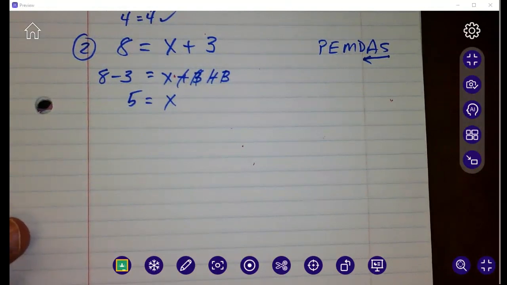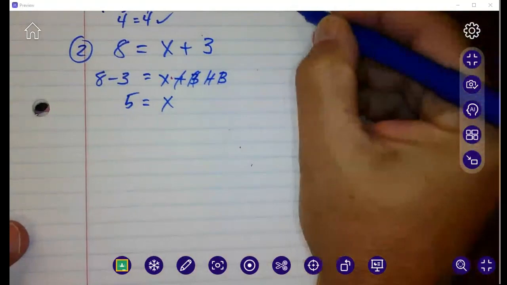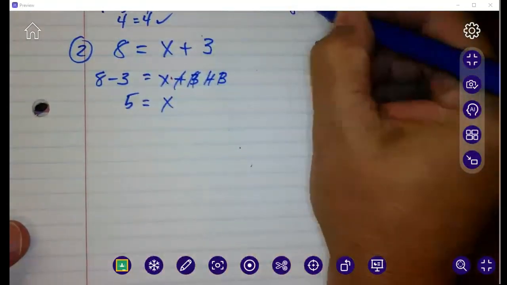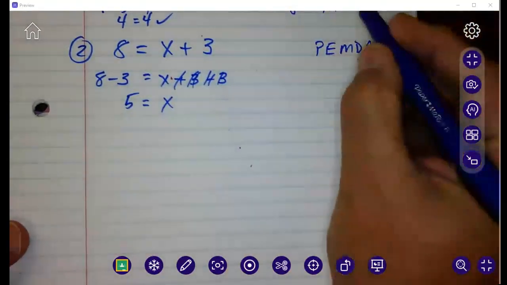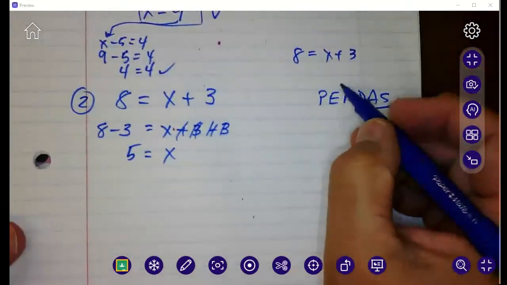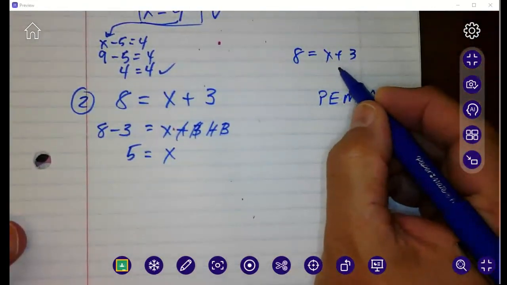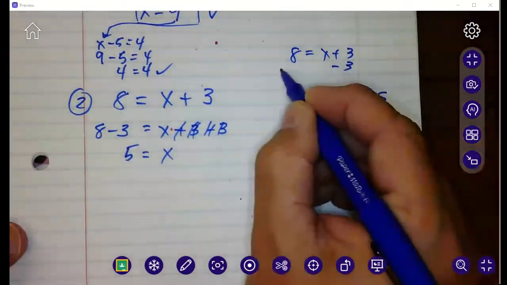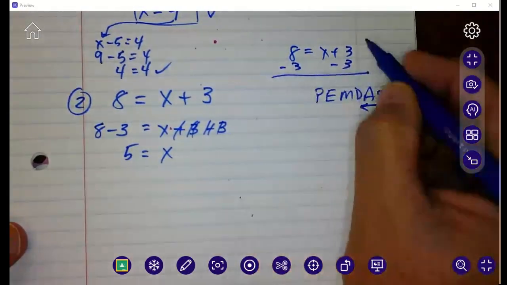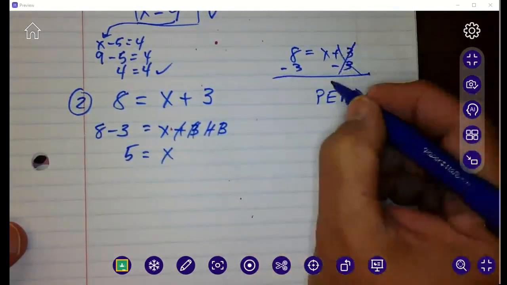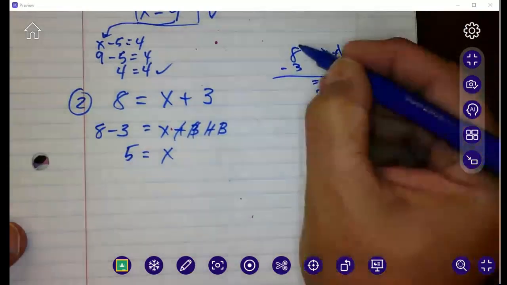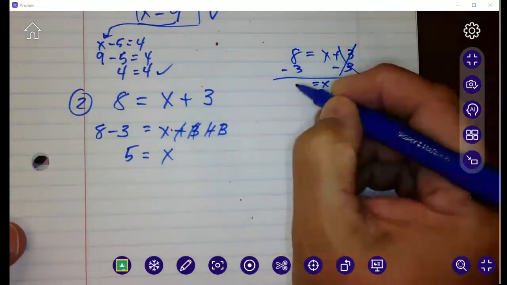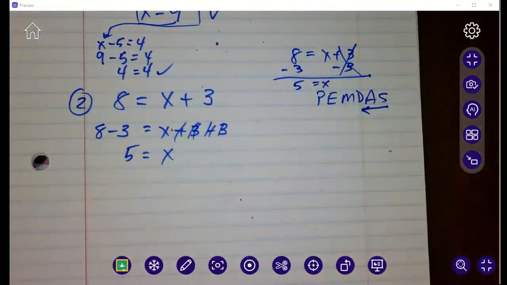Okay. Now, when you were in school, you may have learned to solve this way. Your teacher may have taught you to write underneath it. Subtract 3, subtract 3. The 3's here add out, and we're left with x. And over here, 8 minus 3 is 5. We got the same answer. I do not like that. I do not teach it that way.